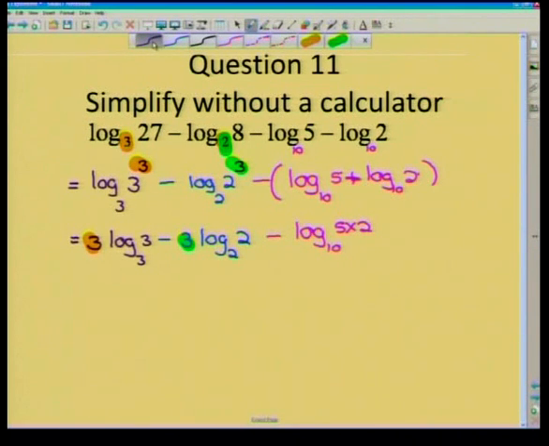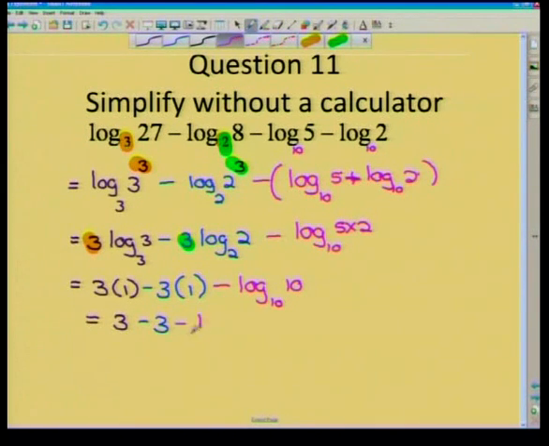Right, so going over here to our purple one, we have 3, and we know from our deduction that's equal to 1. We've got the minus 3, and from our deduction we know that that is 1. And then our pink one, we've got minus log to the base 10 of 10, which as you know is 1. So we have 3 minus 3 minus 1, which means my answer is minus 1. So just notice that if the bases are all different, then I have no choice but to do that.